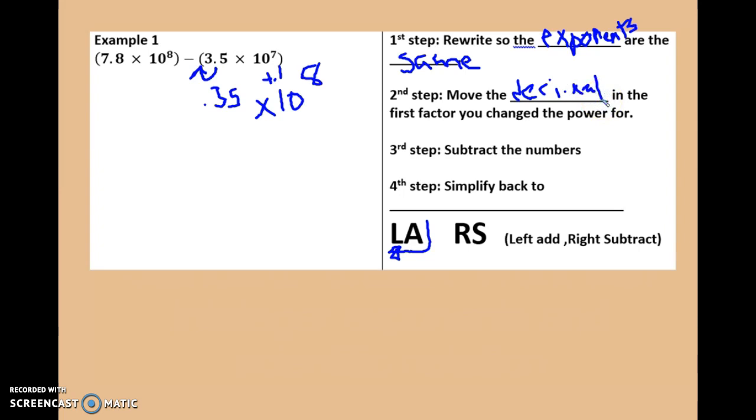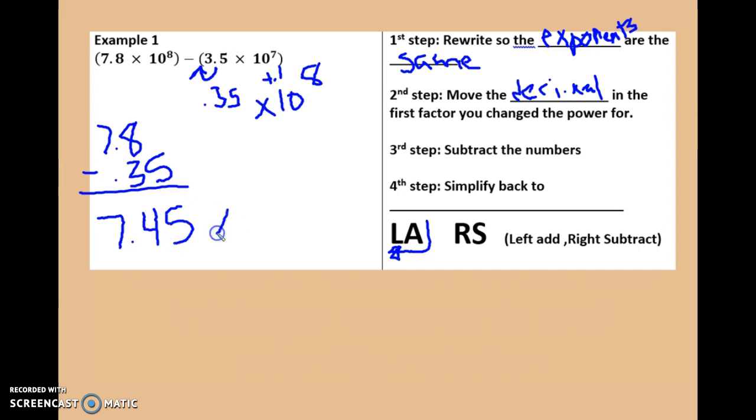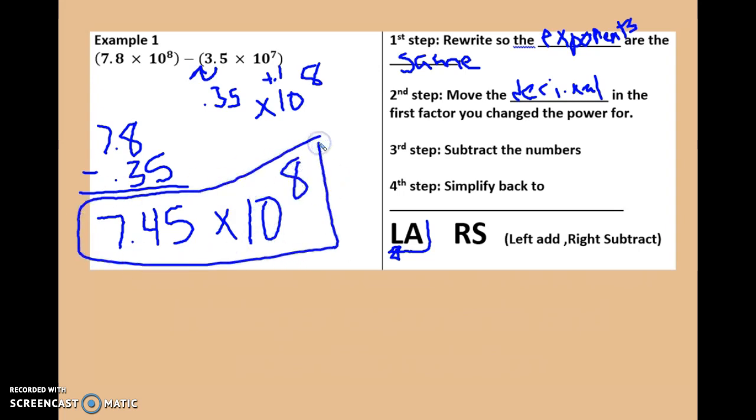Now that we have exponents that are the same, we need to subtract our numbers. So go ahead and subtract 7.8 minus 0.35. If you're doing this by hand, again, make sure you line up your decimals. Now your answer will be 7.45. And because this is our answer, we're going to do it times 10 to the power of whatever we changed our exponent to, which in this case was 10 to the 8th power.